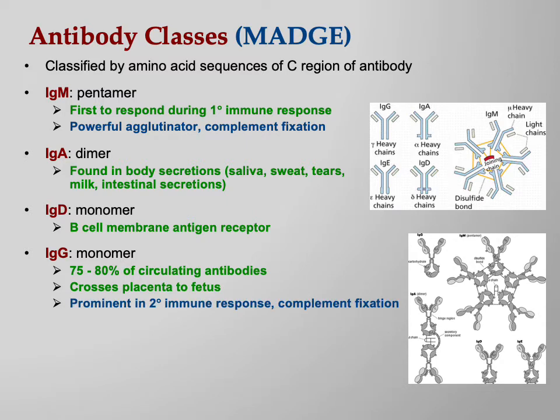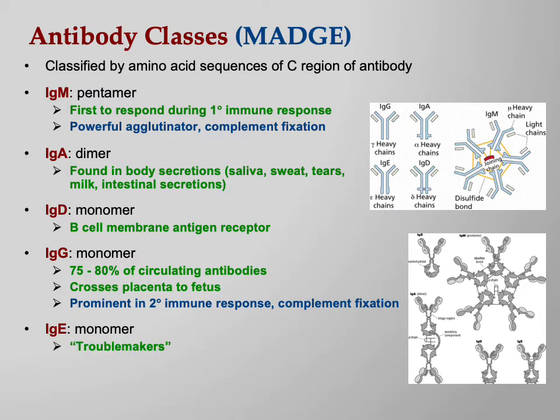And prominent in the secondary immune response for complement fixation. So again, these are the ones that when you get invaded a second time, you have the memory response. The IgGs are the ones who are mostly involved in that. And then the IgEs, again, these are monomers, single Ys.